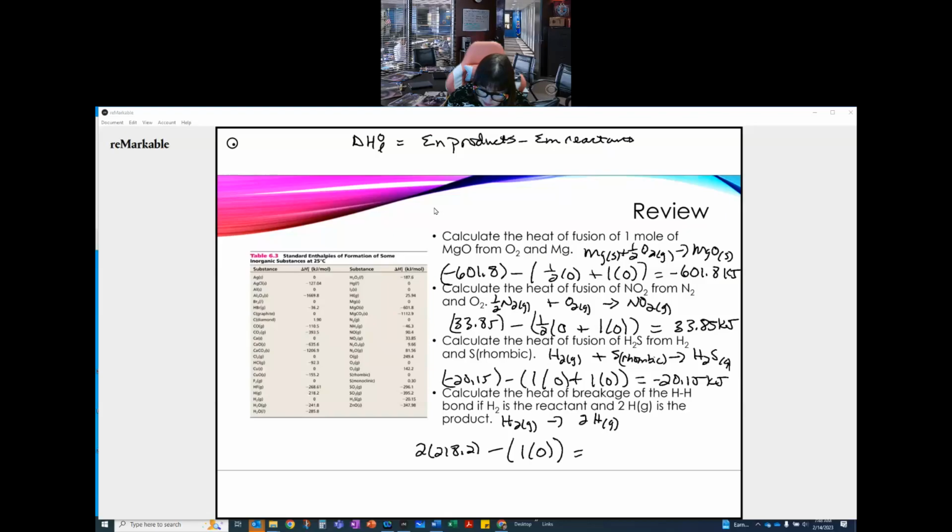And that'll tell me what it takes, the heat of breakage of the H-H bond. So in order to make 2 of those H's, that's 2 times that 218.2. So 218.2 times 2 gives me 436.4. And I've been doing this for ages, so that value seems very reasonable to me. That is about how much energy it takes to break a hydrogen bond. So that's cool. Awesome. Now we know how that works.